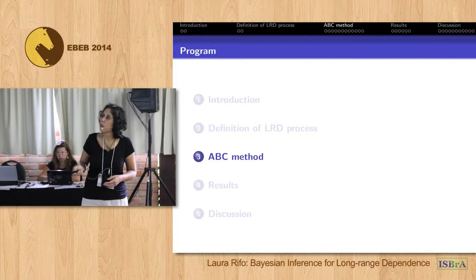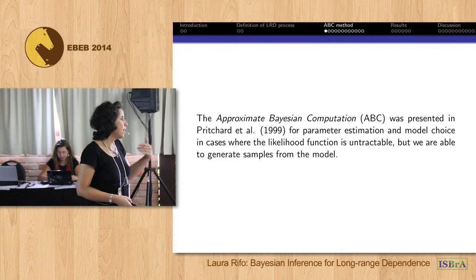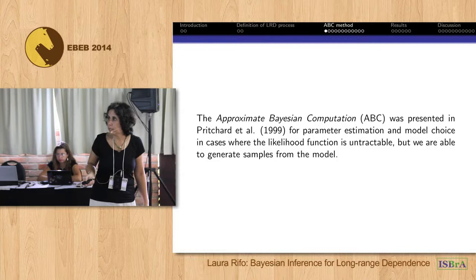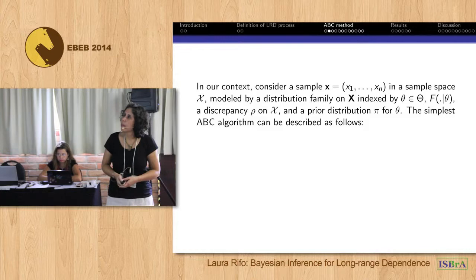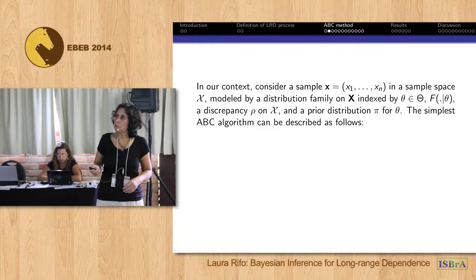The ABC method is used mainly when we cannot handle the likelihood function, but we are able to generate from the phenomenon, from the variable for the process we are studying. So consider an observation X with a distribution family F indexed by a parameter theta, that's the usual framework. We define also a discrepancy on the sample space and a prior distribution for the parameter.